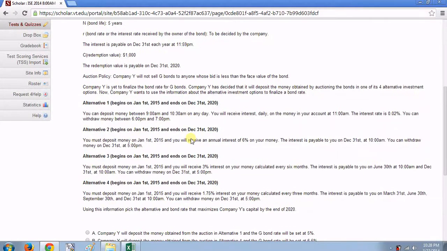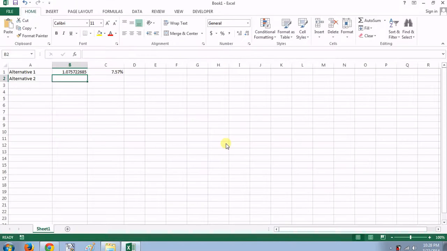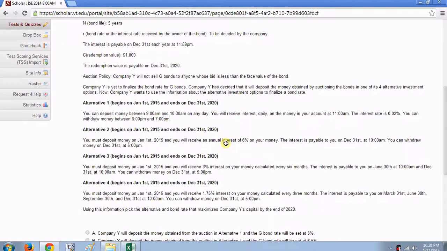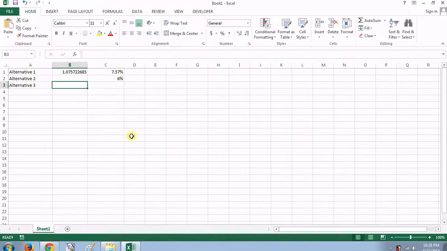What happens in alternative 2? You will receive annual interest of 6% on your money. So I already know this is 6%, so I'll just leave that at 6%. Alternative 3. You must deposit money every 6 months. So you get interest twice. And what is the interest rate? 3%. So this is going to be 1 plus 3% raised to the power 2. Now this is not 3% semi-annually. So when I say 3% interest every 6 months, you take 3% interest every 6 months, not 1.5%.